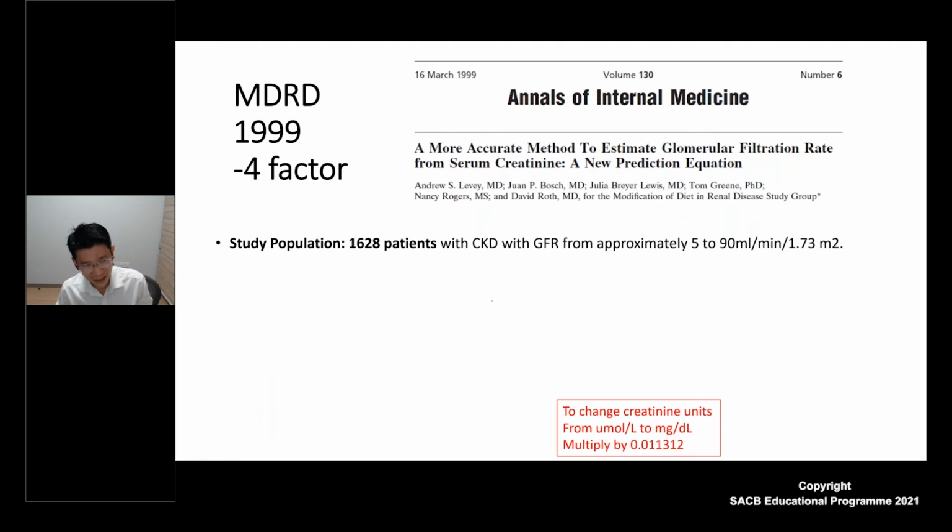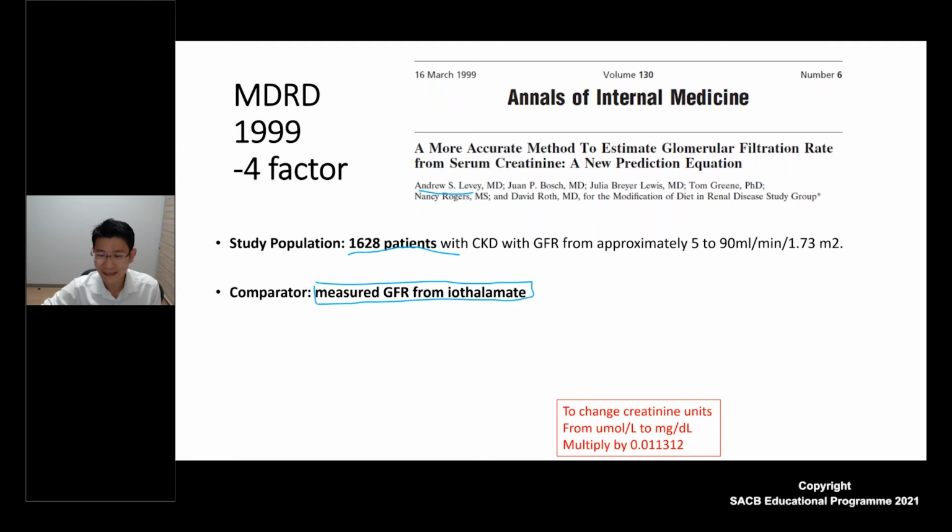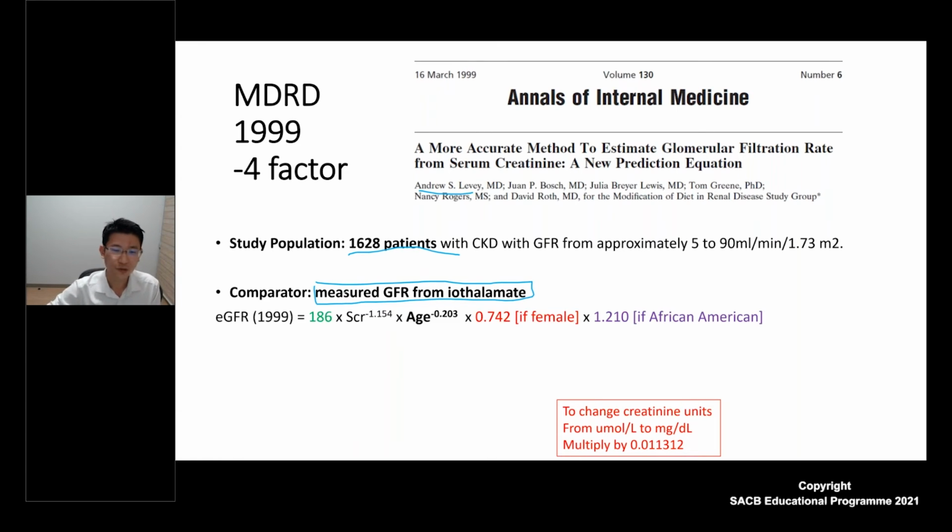Okay, and then 1976 and then 1999, you have another guy called Professor Andrew Levey. He decided to study 1,628 patients. The reference method this time is the measured one. You have to inject it into their veins, and then they collect it in the urine and also in the blood. It's radioactive. So they came out with this formula with a correction factor for female, and also a correction factor for African American. But their study did include African Americans and females.